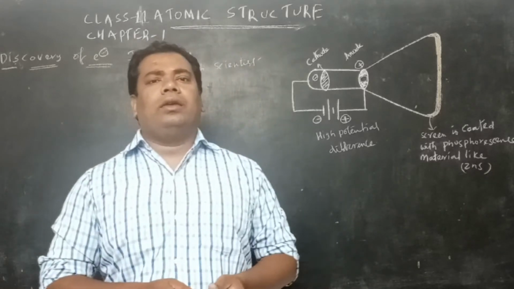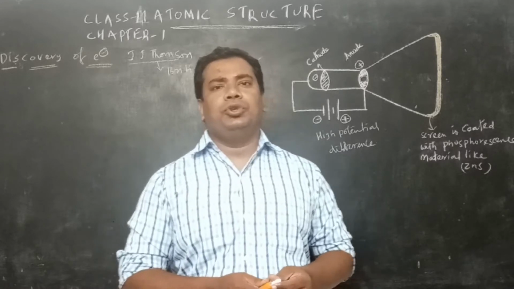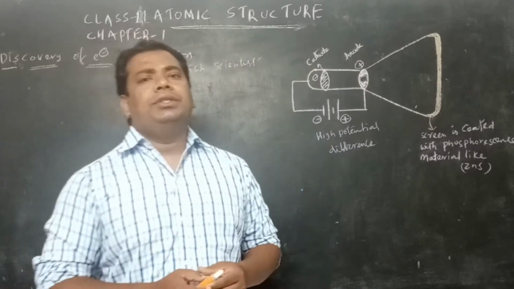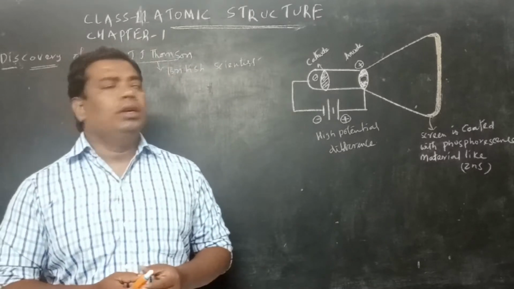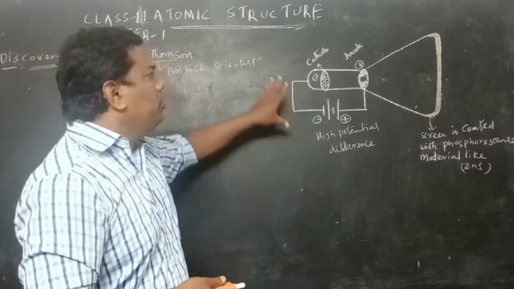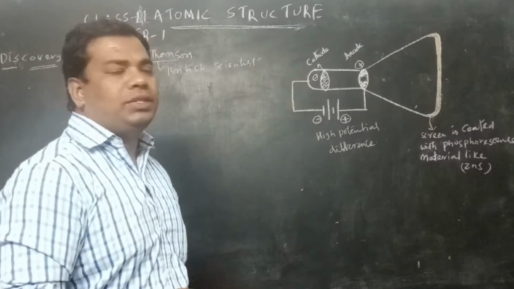Discovery of the electron by J.J. Thomson: the discharge tube experiment. J.J. Thomson is a British scientist. Here you can see the discharge tube experiment setup.